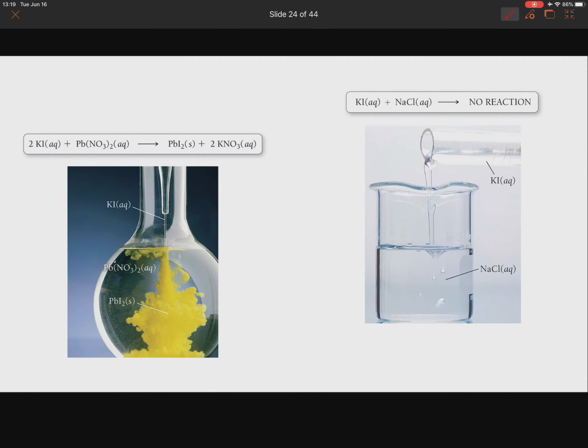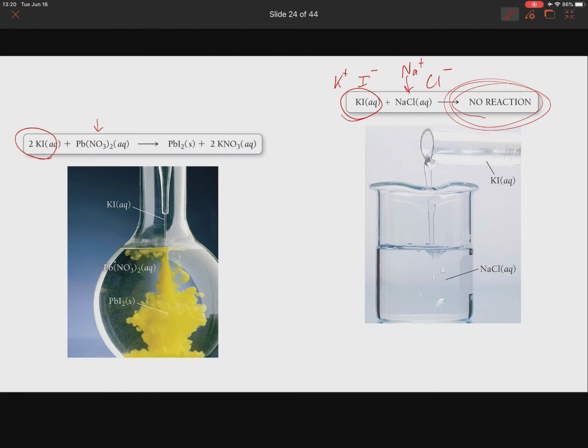Here's another example of mixing some potassium iodide with lead-2 nitrate, but potassium iodide again here with sodium chloride. In one case, we get a precipitate. In the other case, we do not get a precipitate. When we don't get a precipitate, we basically say no reaction, because here's why. KI is a bunch of ions. Sodium chloride is a bunch of ions. This is before anything gets mixed together. Everything's a bunch of ions.